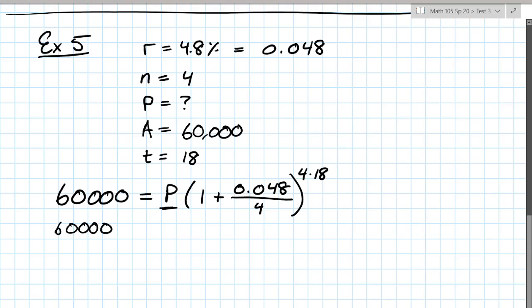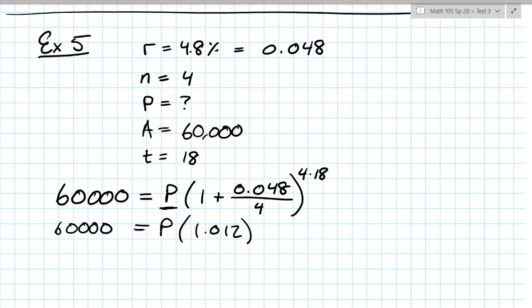So 60,000 is equal to P times, in the parentheses we have 1 plus 0.048 divided by 4. So in the parentheses I have 1.012. We are raising that to the 4 times 18 power, or the 72 power. Said a different way, we have interest being added into our account 72 times over that 18 years.